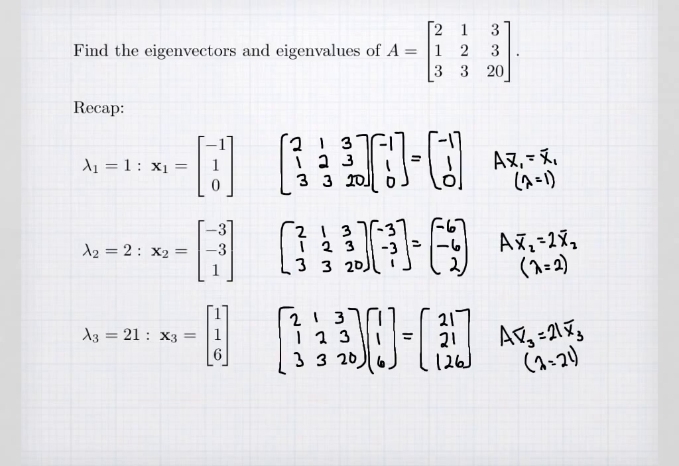If you're given an eigenvector and you just need to check it, just multiply it by the matrix and see if it's expanded by a multiple. So we're done. We found and verified our eigenvalues and eigenvectors.